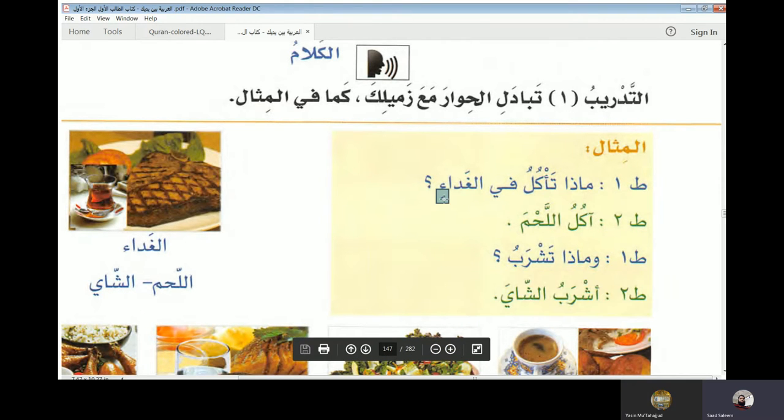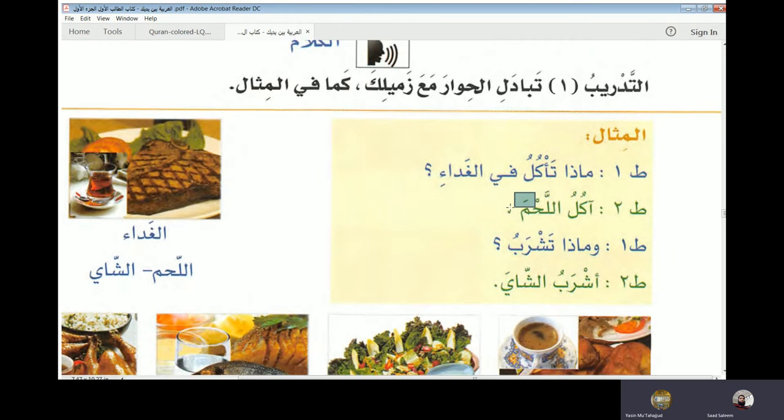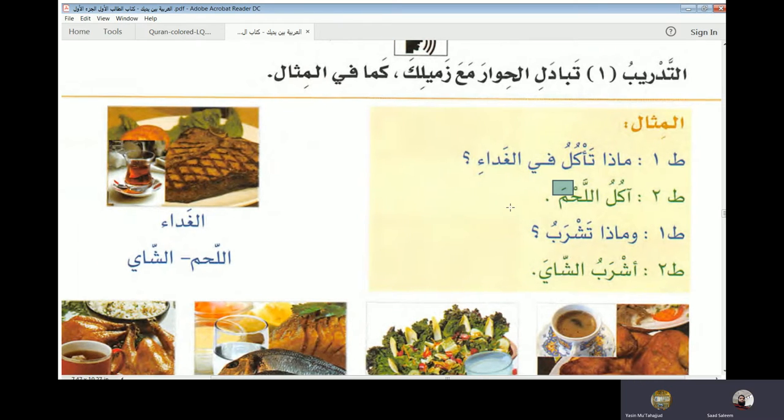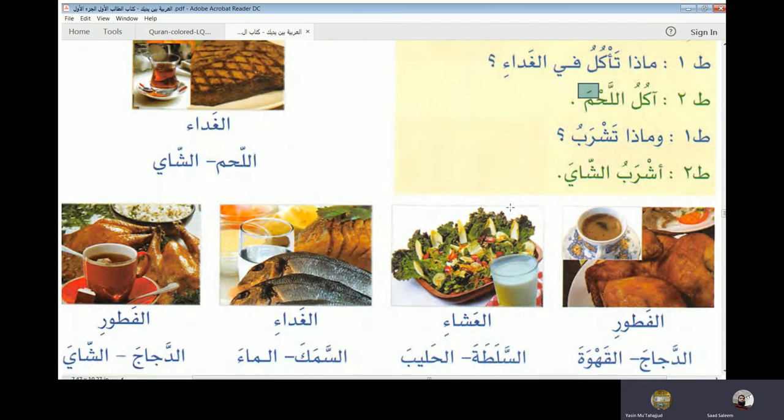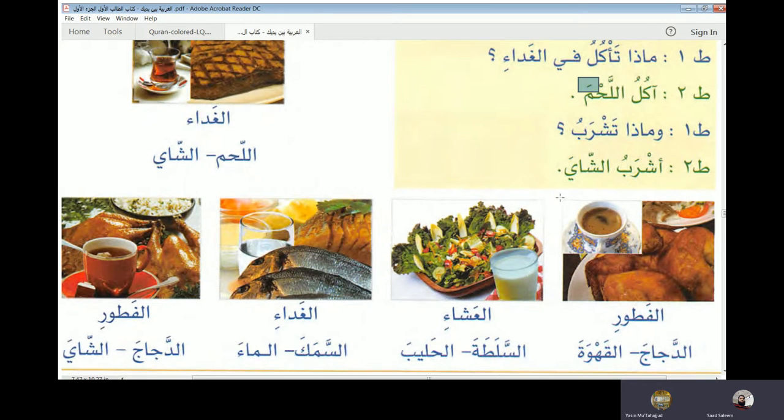Why are we using kasra here? Because of the harf jarr, fee. Good. Why are we using fatha here? Because it's the object. What is the name of the object in Arabic? Maful bihi. Okay. Next picture.